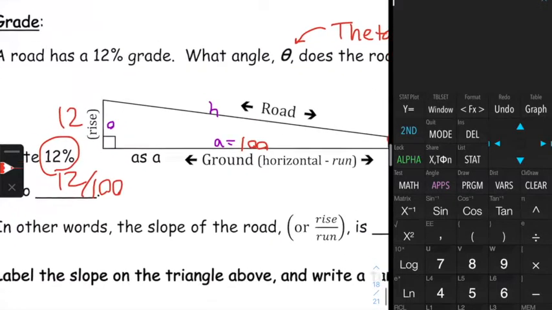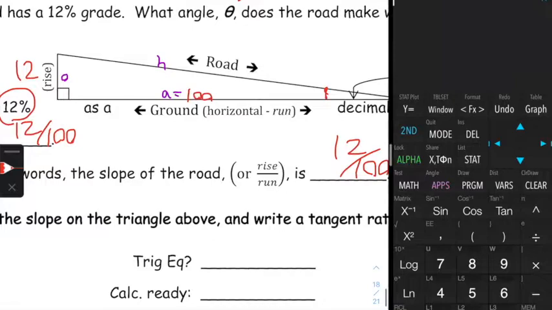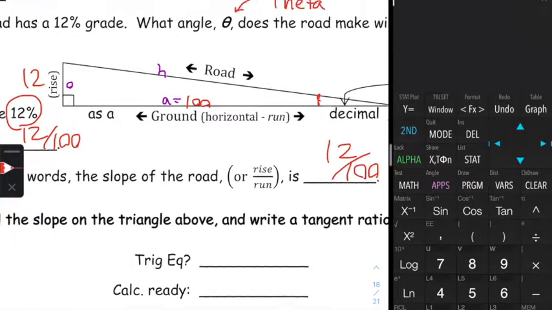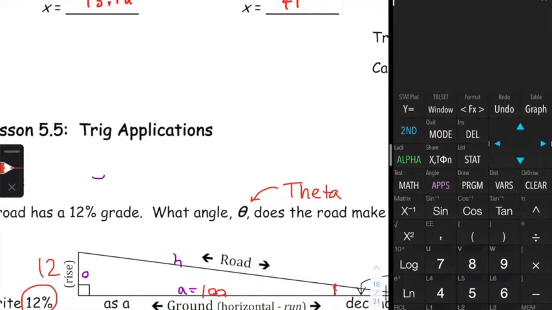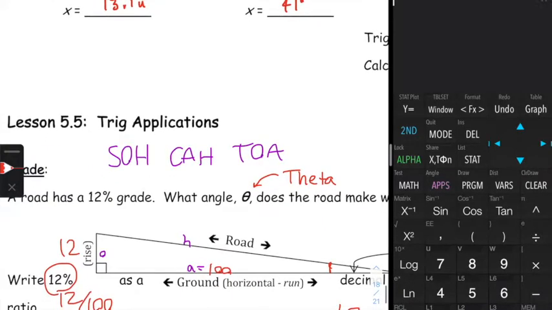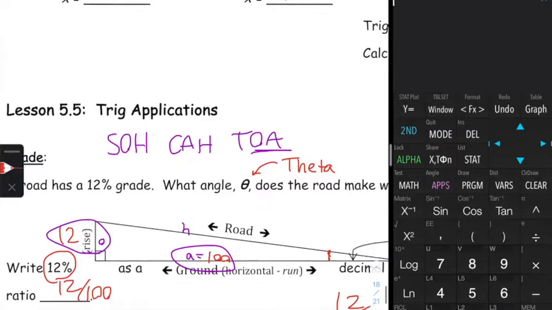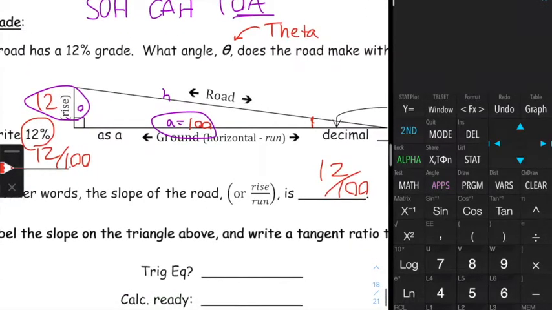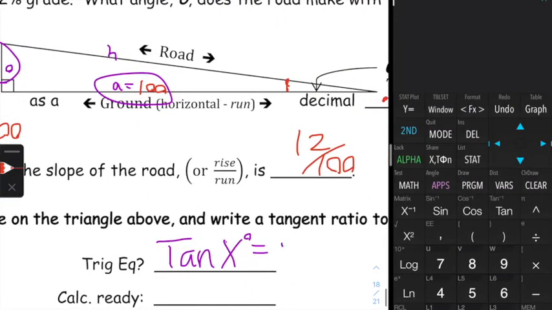Okay, so then the trig function that uses O and A, if we wrote SOHCAHTOA at the top of our page, this will help us determine which trig function to use. I'm not going to do this every time, but just as a reminder, we're going to use the O and the A. That one is using the trig function that starts with the T, so that's the tangent function. So we'll say tangent of the angle, which we don't know, so angle x, equals 12 over 100.